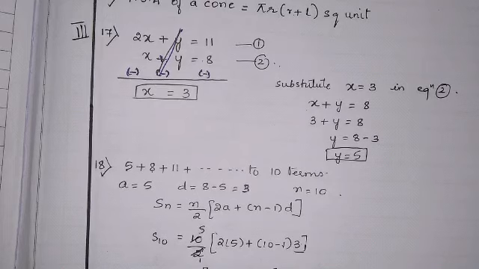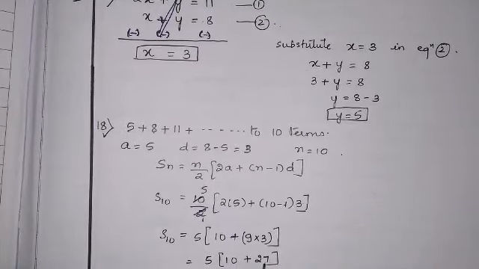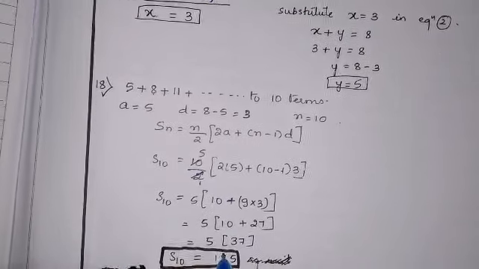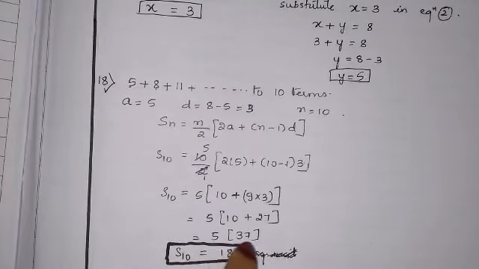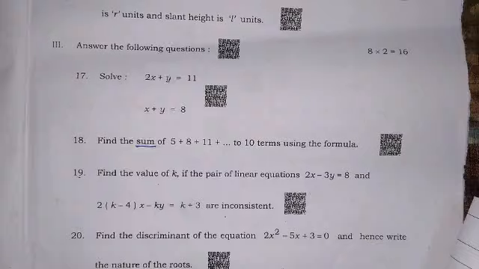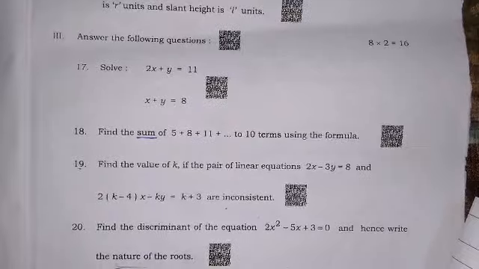Okay. So next step 5 as it is. 10 as it is plus as it is 9 3s are 27. So next step 5 as it is. 27 plus 10, 37. So 37 5s are 185. So S10, sum of 10 terms, is nothing but 185. 37 into 5 is 185. So this is the question number 18. Let us see question number 19.